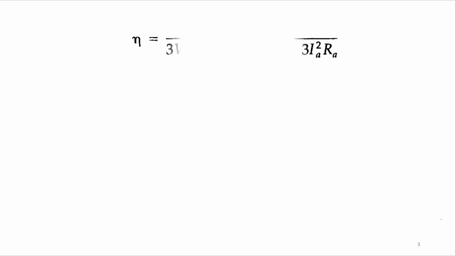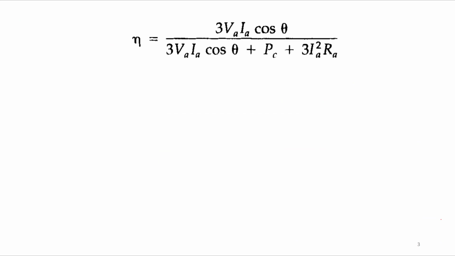So then I can say the efficiency is power output by power input, right? Power output we already know, that is 3 VIA cos theta, and power input we have derived by substituting this. This is the expression for the efficiency of the generator.